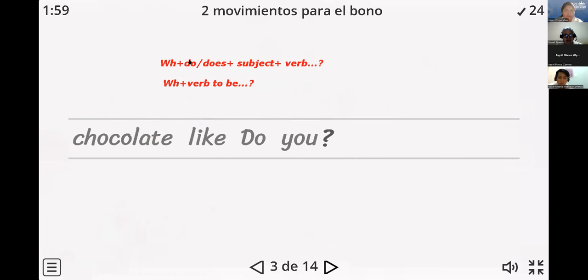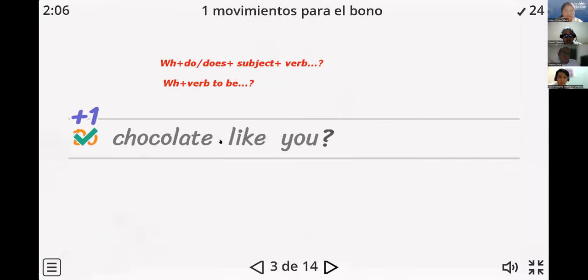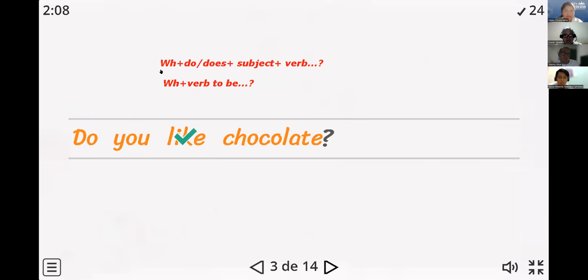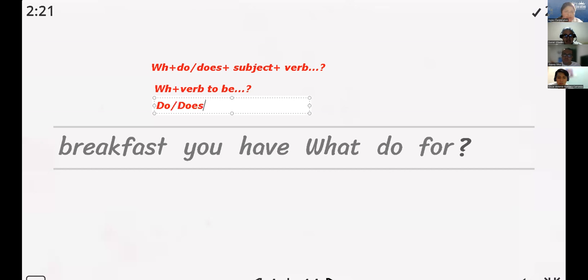Y de estos chicos, ¿cómo nos quedaría? This is a yes no question. Do you like chocolate? So which is the structure for yes no questions? ¿Cuál es la estructura, chicos, de las yes no questions? Auxiliary, do or does, plus subject, right? And a main verb. Okay. What do you think about this question? ¿Y qué hay de esa oración que tenemos ahí, chicos?